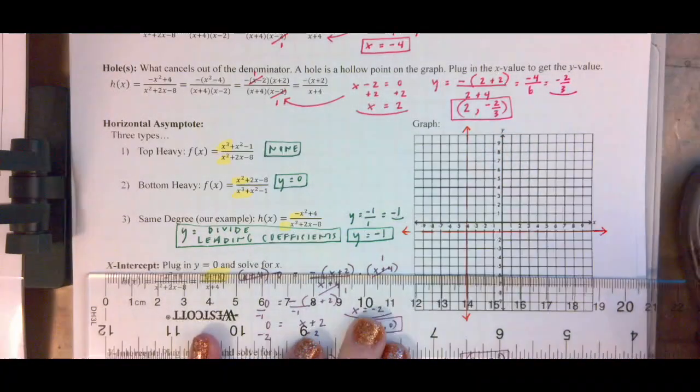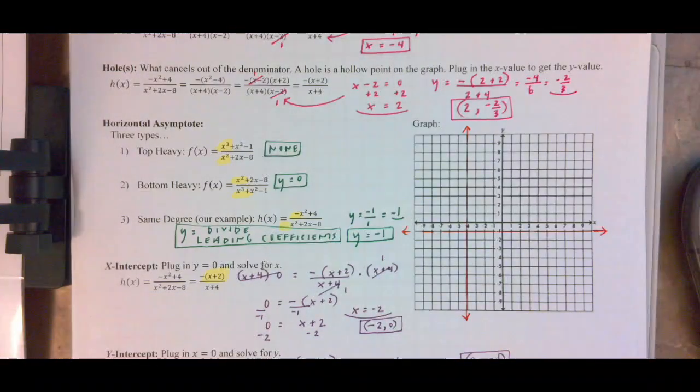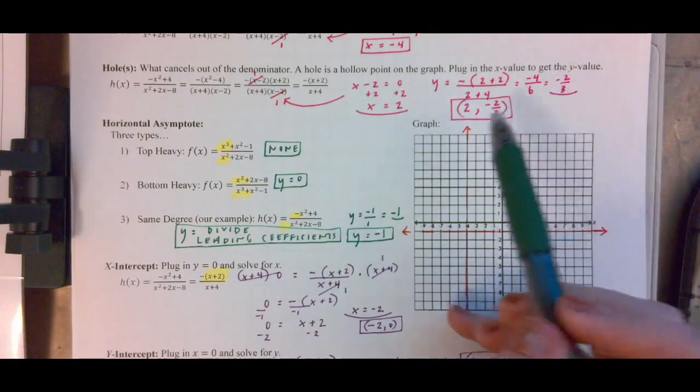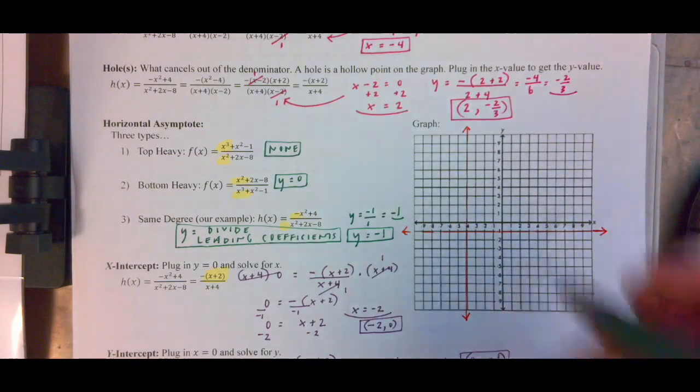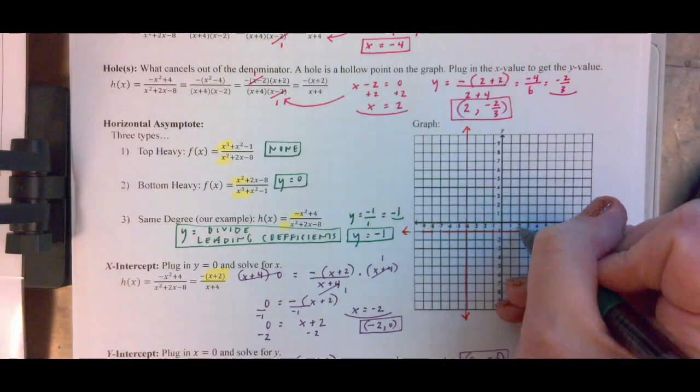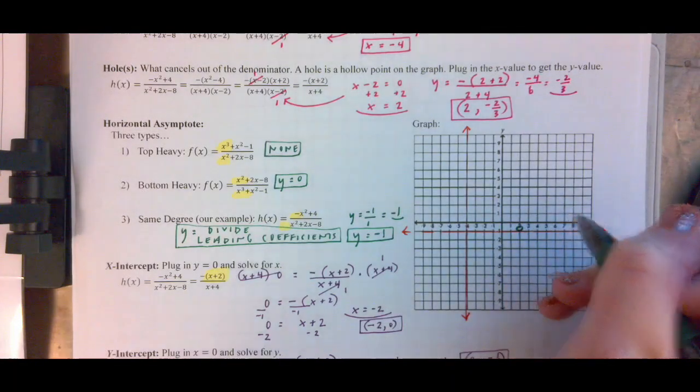All right, so my asymptotes are in place. So next thing that I'm looking at is where my hole is. So my hole is at 2, -2/3. So I'm over 2, down -2/3. So hollow dot right there.